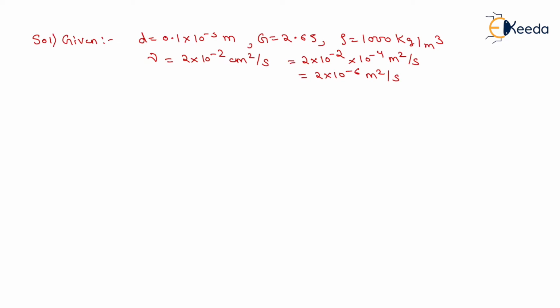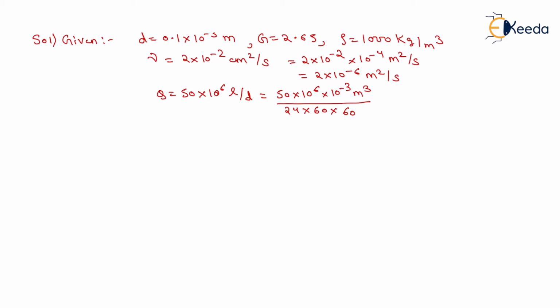Clear to all? Now discharge is given as 50 MLD, that is 50 into 10 to the power 6 liter per day, but we want this in meter cube per day, so we write it as 50 into 10 to the power 6. Now for the conversion, in 1 meter cube there will be 1000 liter, so in 1 liter there will be 10 to the power minus 3 meter cube. Now we want the conversion of day into second: in 1 day there will be 24 hours, in 1 hour there will be 60 minutes, and in 1 minute there will be 60 seconds.